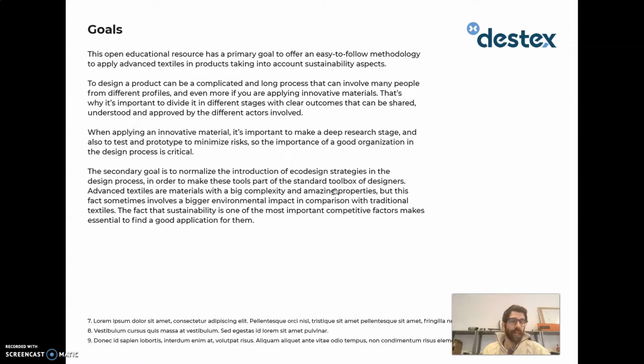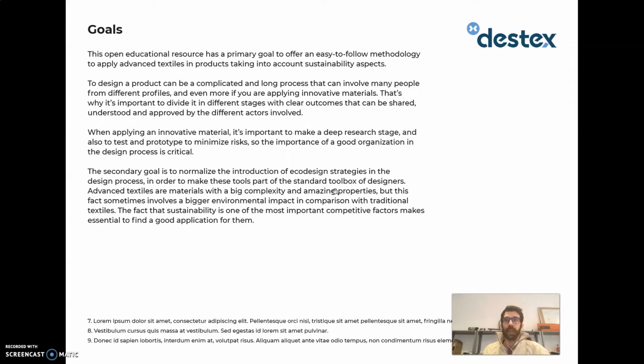When applying this kind of materials, it's obviously really important to make a deep initial research that allows to have clear expectations about what is going to be achieved. And of course, a good organization when you are working with different profiles and big teams is also really important.